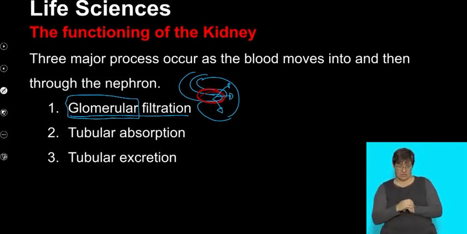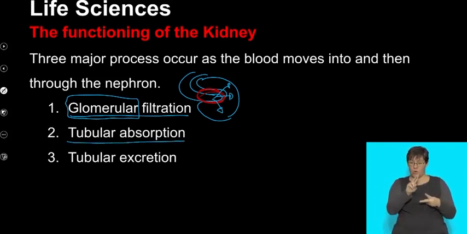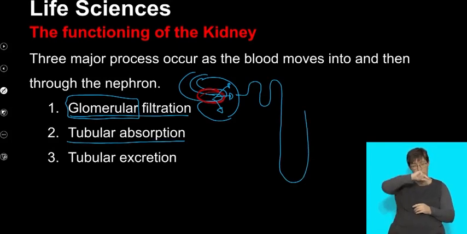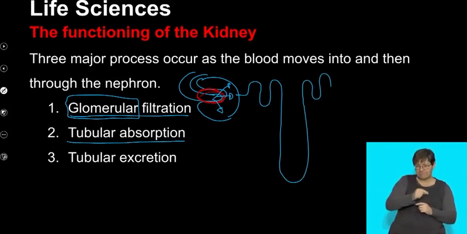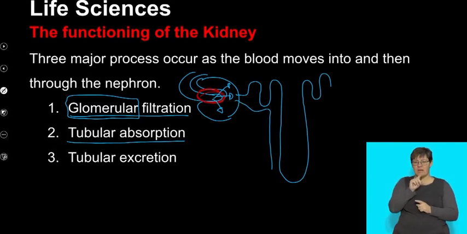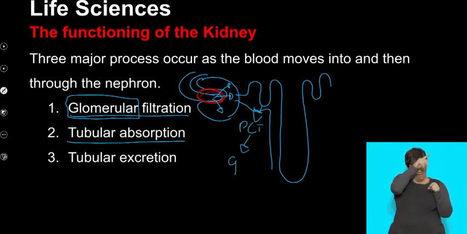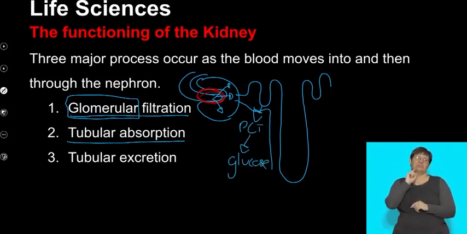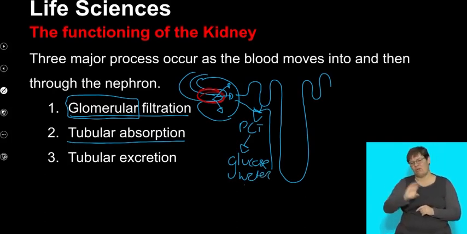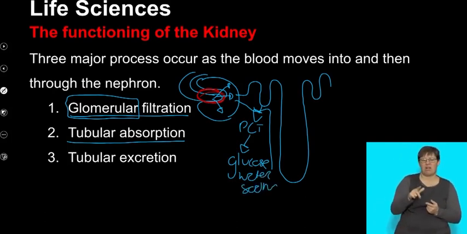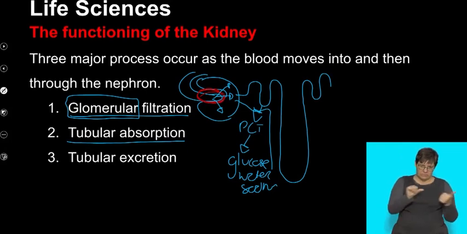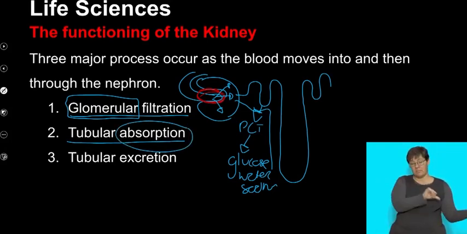Then afterwards, we looked at the process of tubular reabsorption. There are tubes round about all of the nephron, and usually in this first tube, the proximal convoluted tubule, a lot of the things that we still need, glucose, water, maybe some sodium or minerals, we bring back into the blood by reabsorption.